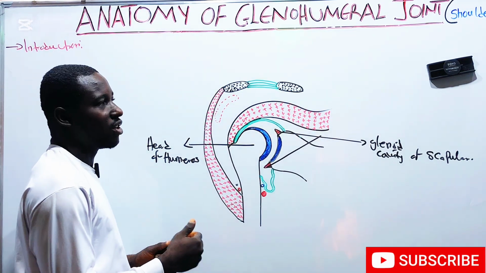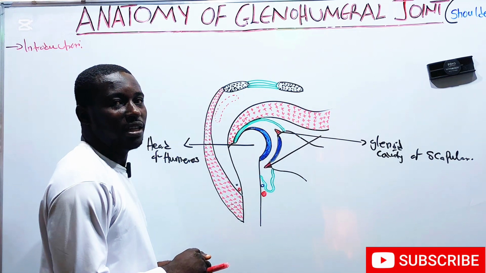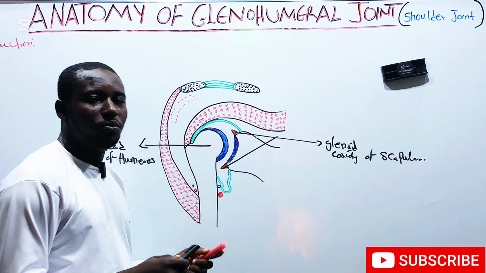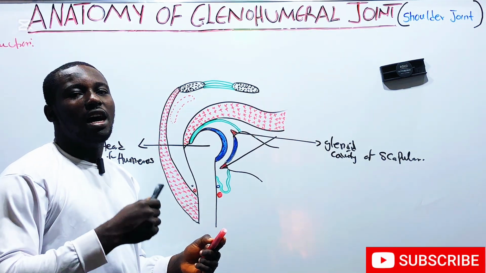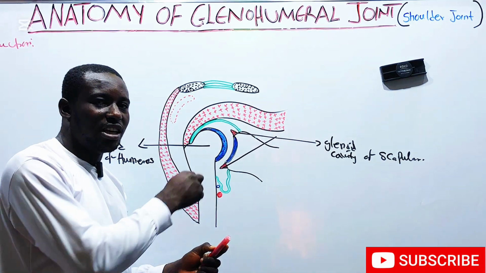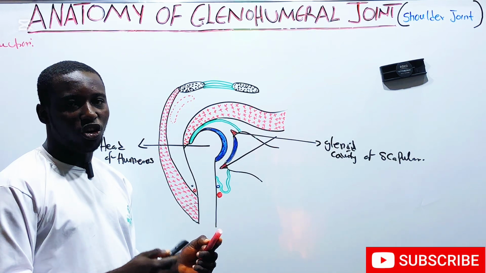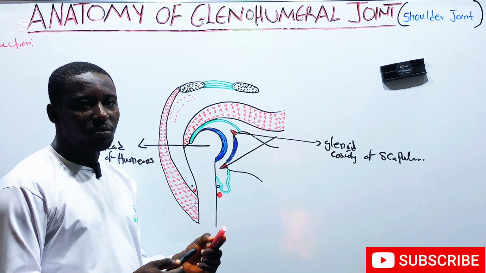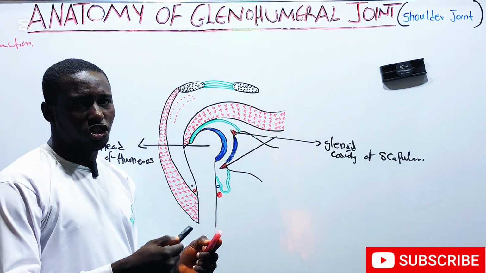Why do clinicians call it the shoulder joint? Because it is one of the shoulder joint complex, because we have 4 joints that make up the shoulder joint complex. We have the acromioclavicular joint, the sternoclavicular joint, the shoulder joint, and the scapulothoracic joint. These 4 joints form the shoulder joint complex. Any dislocation of this joint compromises the functions of the shoulder joint complex.